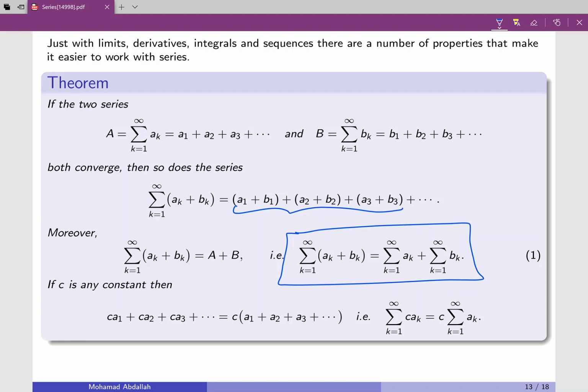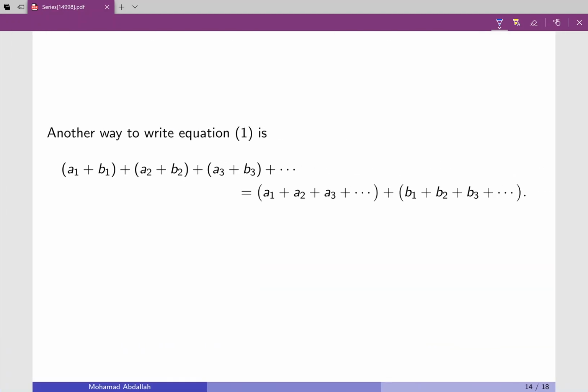Just regarding how you get from here to here, I have it right here. That's what I was talking about: you can just rearrange the sum so that the a's are together. This is the sum of a_k, k equals 1 to infinity, plus this is the sum of b_k, k equals 1 to infinity.